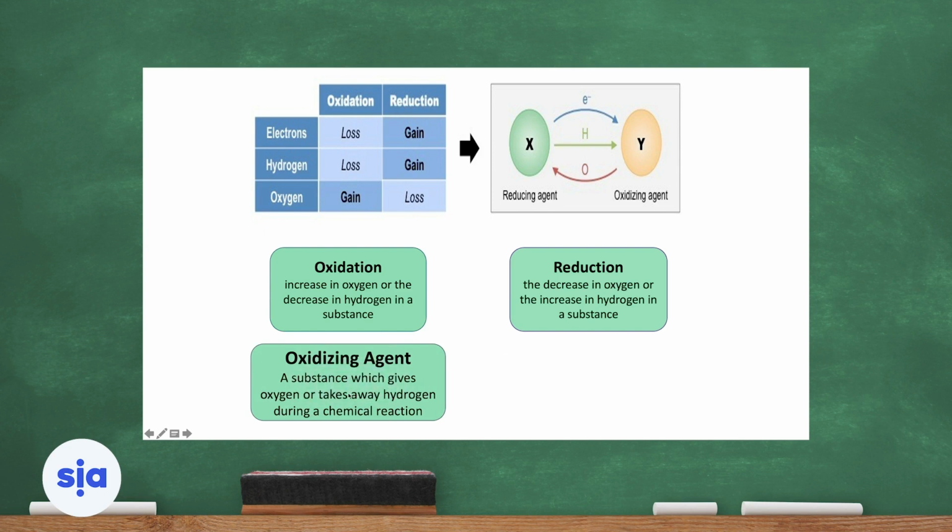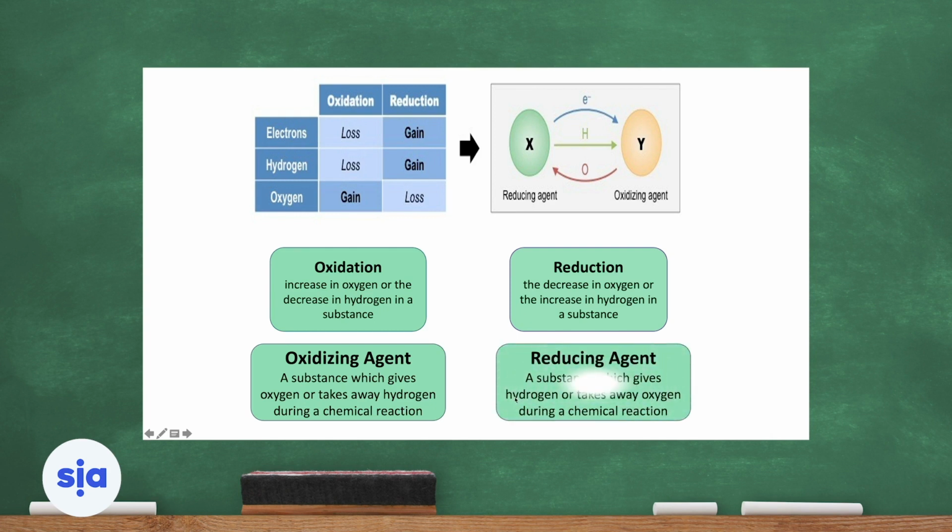So what is an oxidizing agent? It's a substance which gives oxygen or takes away hydrogen during a chemical reaction. What about a reducing agent? A substance which gives hydrogen or takes away oxygen during a chemical reaction.